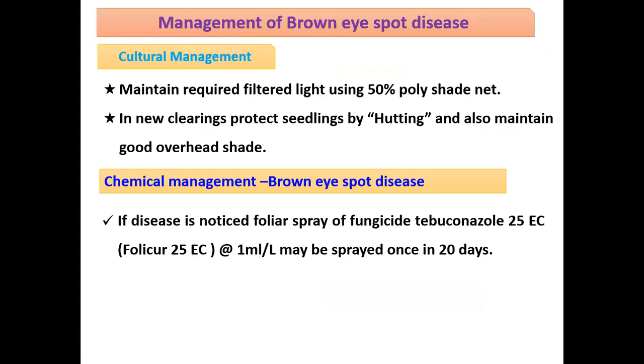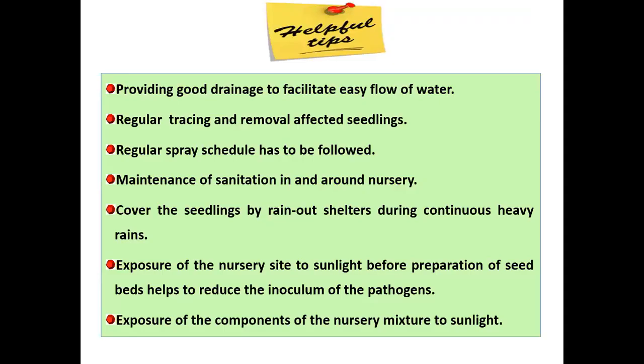And coming to management, as I told, maintenance of the required filtered shade is necessary. It is provided by using a 50% poly shade net, and in the field condition protect the seedlings by providing hutting, and also by providing good overhead shade. And if this disease is noticed at the nursery level as well as field level, the fungicide tebuconazole 25 EC at 1 ml per liter can be sprayed once in 20 days. And in the field condition, you can also use Bordeaux mixture at 0.5% for the management of the disease.